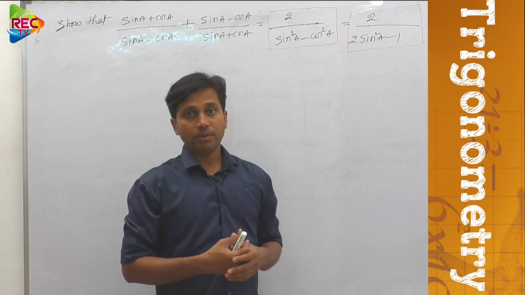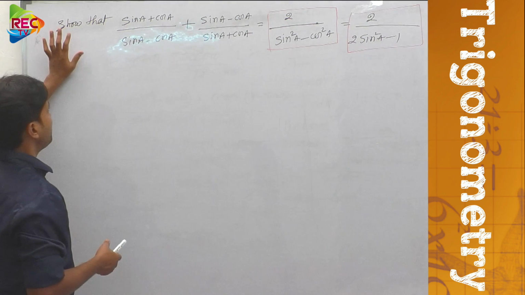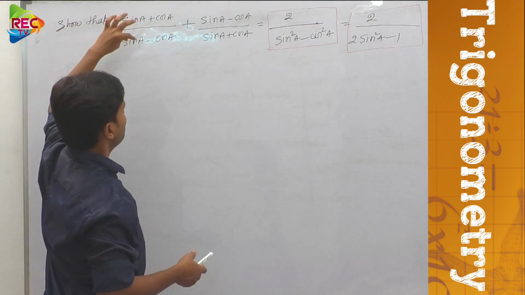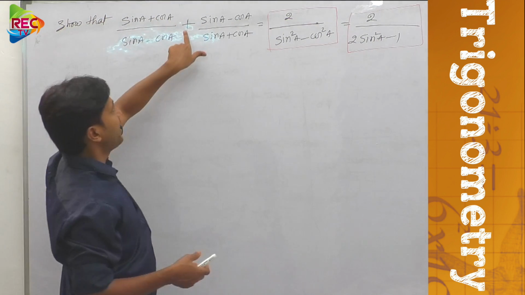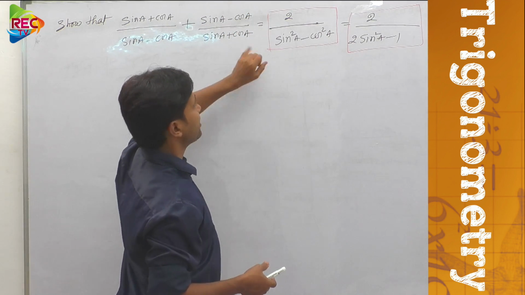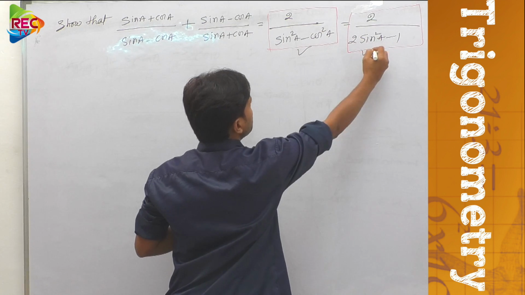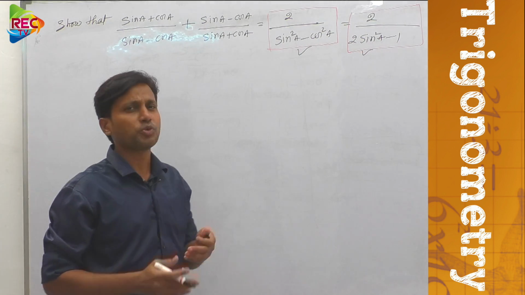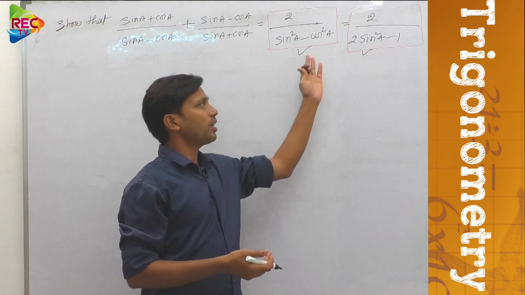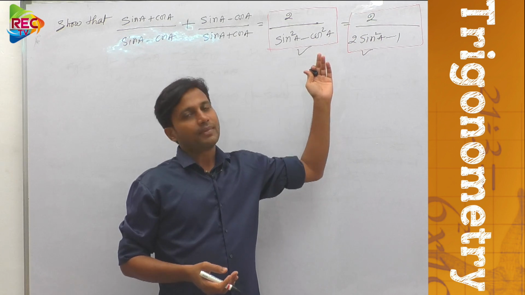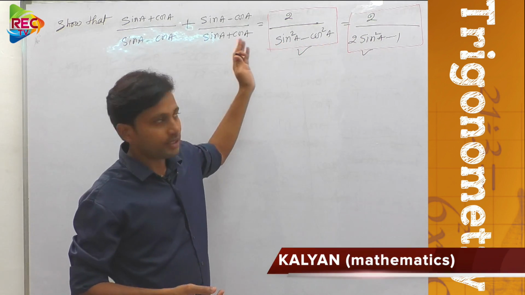Let's start doing the next problem. Here we need to show that (sin A + cos A)/(sin A - cos A) + (sin A - cos A)/(sin A + cos A) would be equal to, first we need to show this result, and we need to show this result, which means we need to prove two results, but of course those two are almost similar. Okay, first let us start the problem.